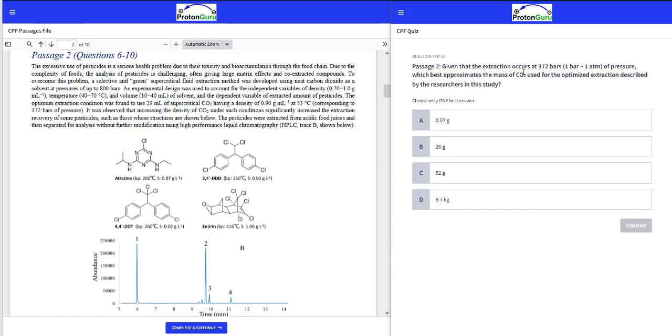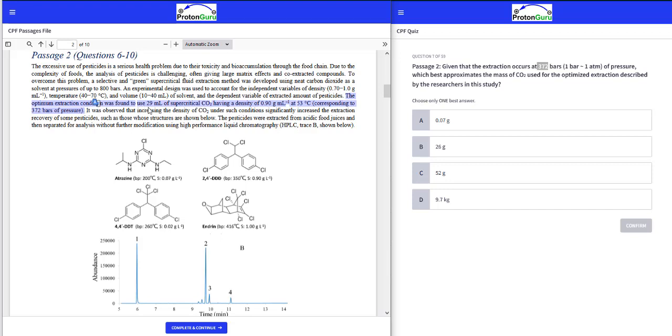Given that the extraction occurs at 372 bars of pressure, which best approximates the mass of carbon dioxide used for the optimized extraction described by the researchers? So when you have a passage like this, a good strategy when they're asking about a specific number that's in the passage is to graze through the passage and find just that number. So 372 bars of pressure. So here's where they're talking about it. And the sentence of interest is right here. And this is where they talk about it.